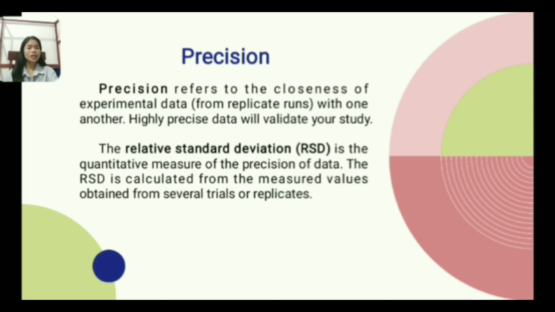Precision. Precision refers to the closeness of experimental data with one another. Highly precise data will validate your study. The relative standard deviation, or RSD, is the quantitative measure of the precision of data. The RSD is calculated from the measured values obtained from several trials or replicates.